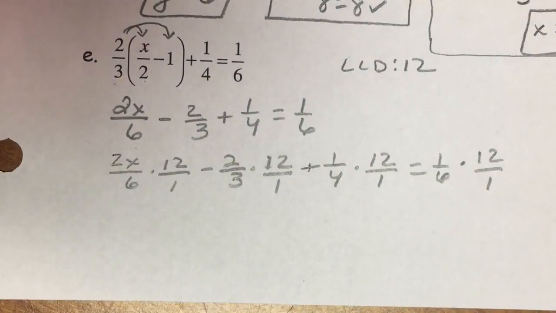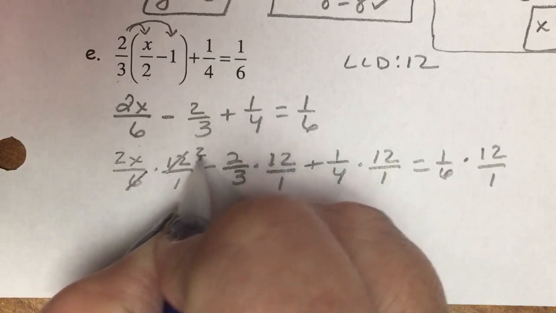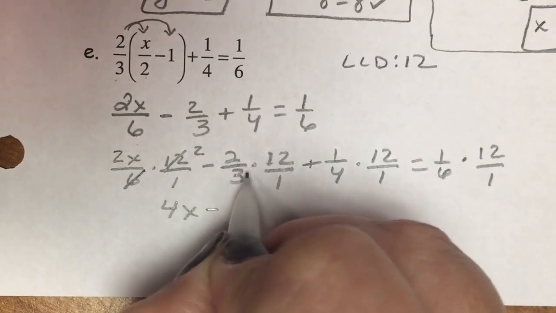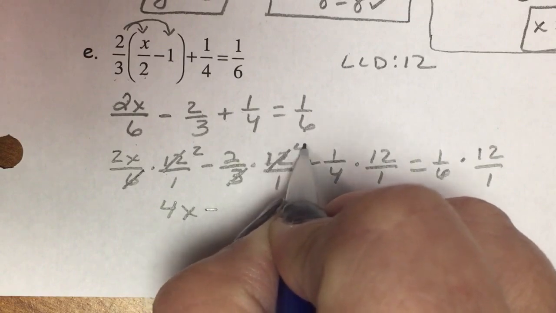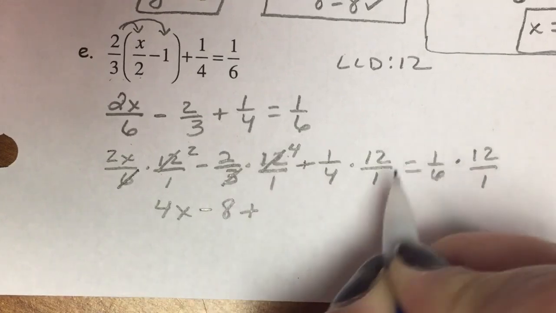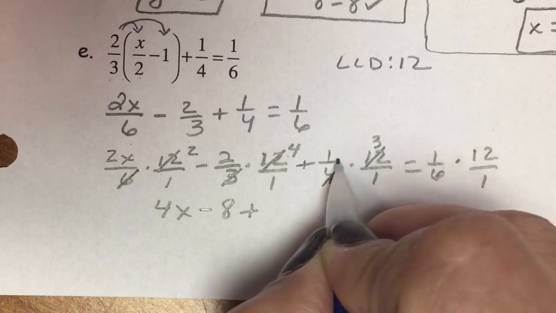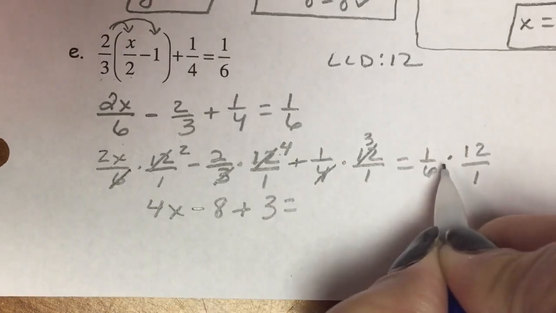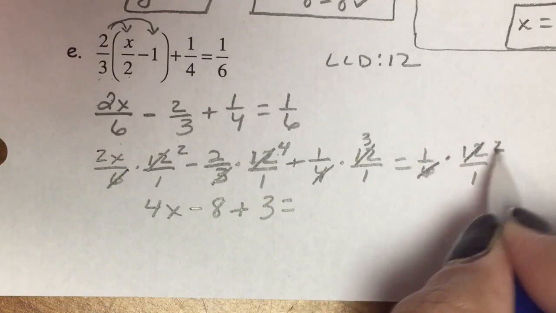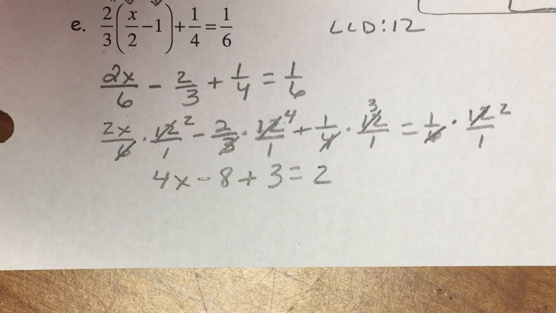Okay, we got a lot of canceling to do. So this 6 will cancel into this 12, giving me a 2. So 2x times 2 is going to be 4x. Minus this 3 will cancel into this 12, leaving me with 4. And I have 2 times 4, which is 8. Plus this 4 will cancel into this 12, giving me 3. And 3 times 1 is 3. Equals, on the right-hand side, this 6 will cancel into this 12, leaving me with 2. And 2 times 1 is 2. So you have no more fractions.